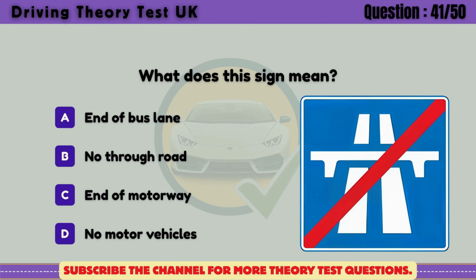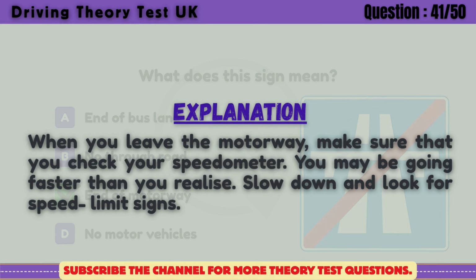Question 41. What does this sign mean? Option A. End of bus lane. B. No through road. C. End of motorway. D. No motor vehicles. Answer is C. End of motorway. When you leave the motorway, make sure that you check your speedometer. You may be going faster than you realize. Slow down and look for speed limit signs.